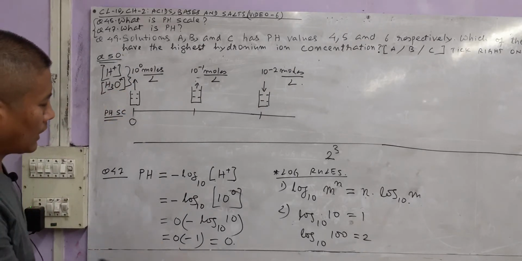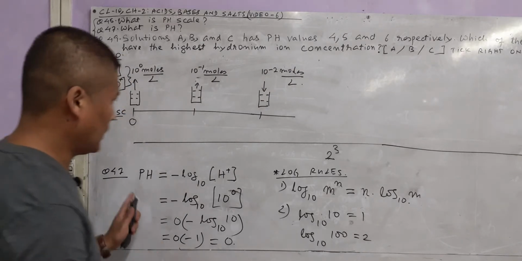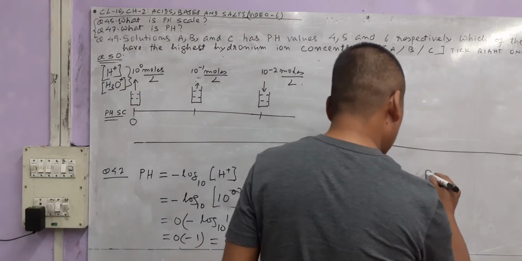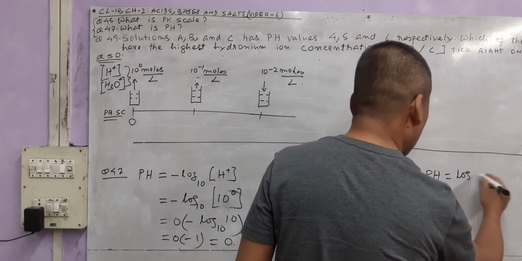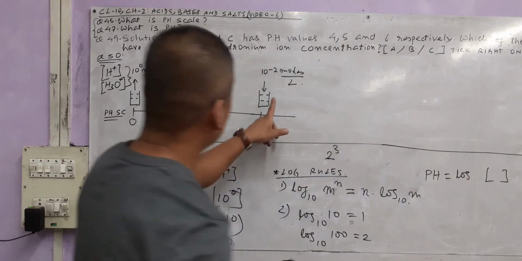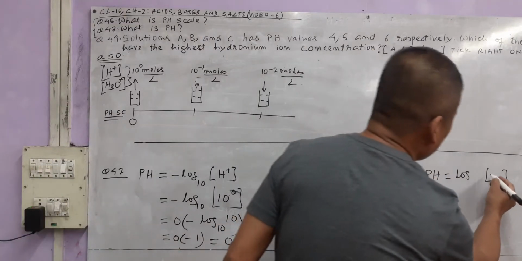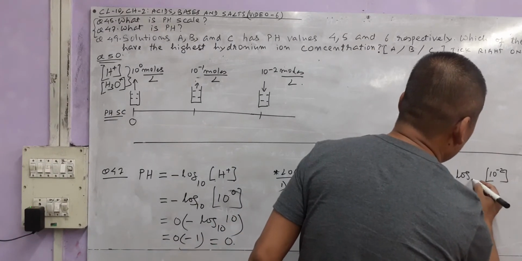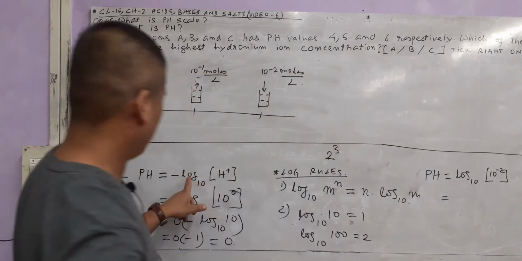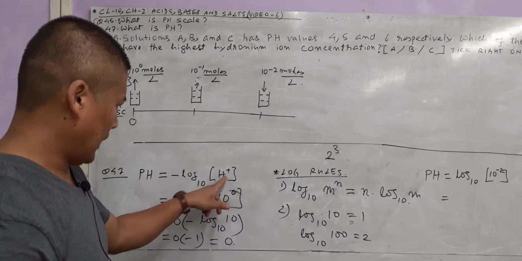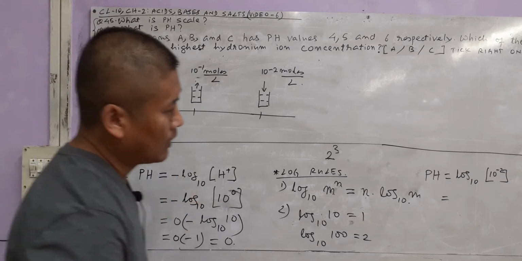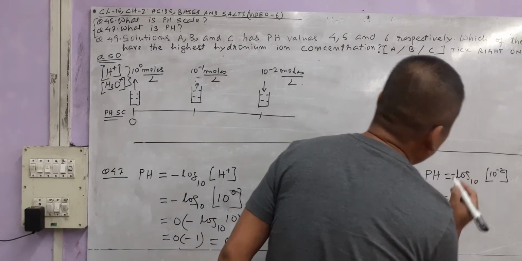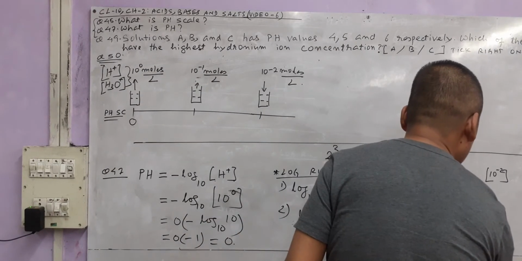Then if you apply another one, let us say we apply pH is equal to log hydrogen ion concentration. Let us take this one, 10 to the power minus 2. Applying this formula, log of hydrogen ion concentration to the base 10, a negative should be there, negative logarithm. So let us do that, minus log.